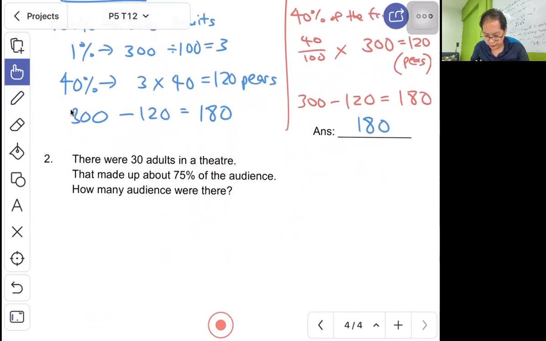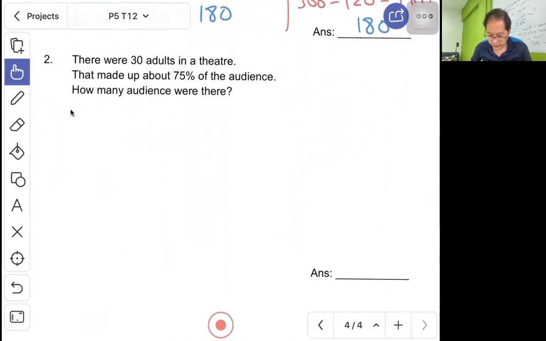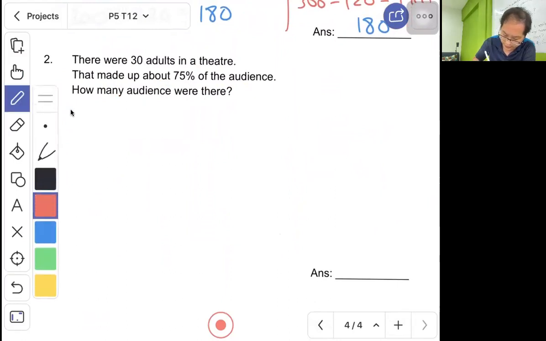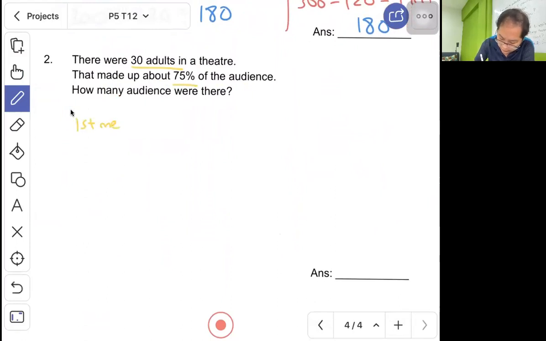Question two. There were 30 adults in a theater that made up about 75% of the audience. How many audience were there? So they say that these 30 adults is 75%. So first method, okay, you can write 75% is your 30 adults. And they ask for audience with 100%.